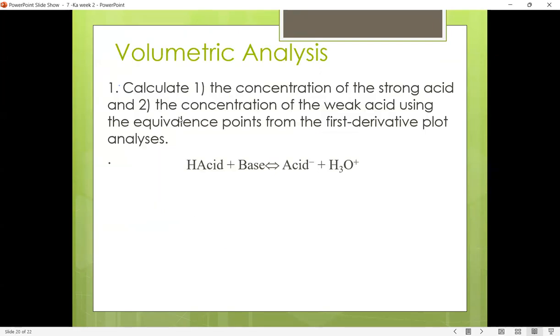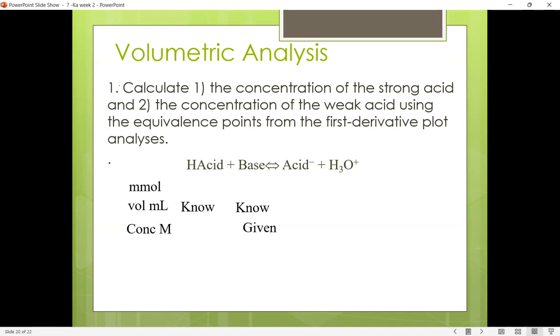All right, so before I get into it, I just want to say, what are we going to do with that number? This is classic volumetric analysis. I had some questions on it, so I just want to go over it again with a slightly different view. So you're going to determine the concentrations of the strong and the weak acid. And so we have an acid and we're using the same base for it. And all the steps are the same.